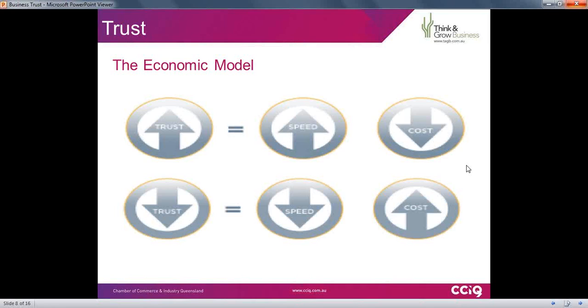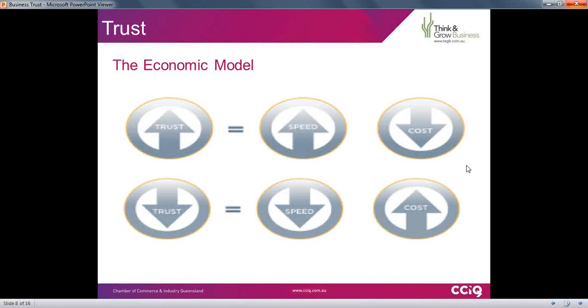So I can understand to a degree that they need to be bureaucratic. But what they do is that they create complexity around what it is. They create a bureaucracy, and anyone who deals with government knows that it's painfully slow and frustrating. So the economic model of high trust equals high speed and low cost is a clear contrast to what we normally see within any sort of government function.